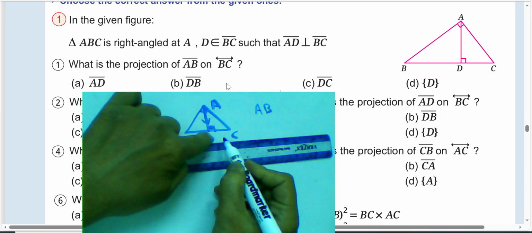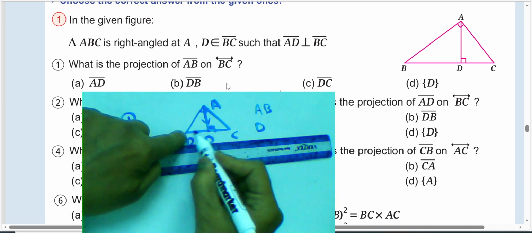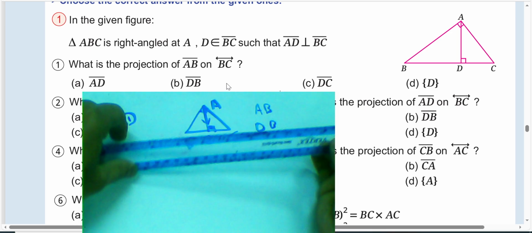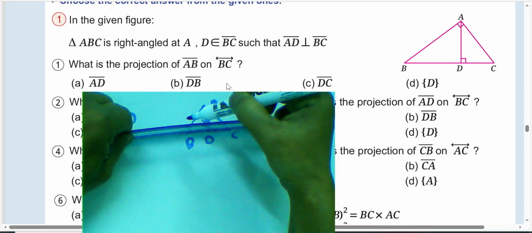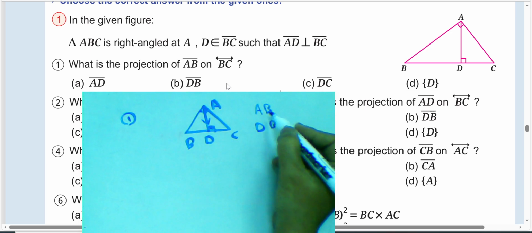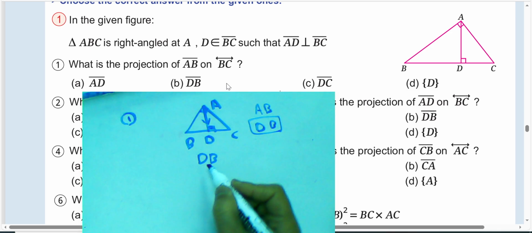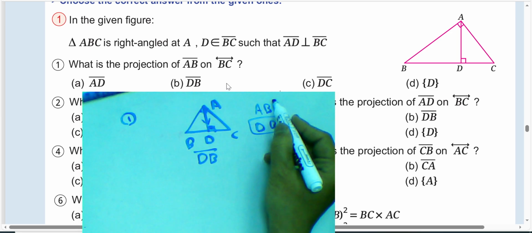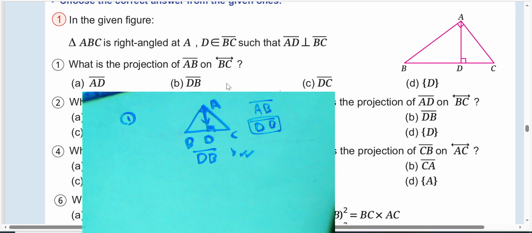The projection of A will be D. And B is lying on the straight line, so the projection of B is the same B. Look here again: the projection of A will be D, and the projection of B will be the same. So the projection of AB equals DB. Choose the line segment DB. The projection of AB will be DB. Choose the answer letter B.